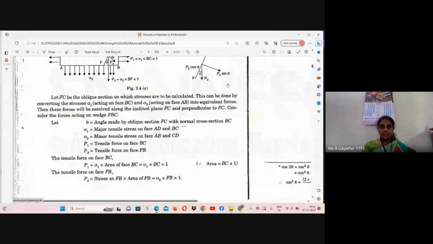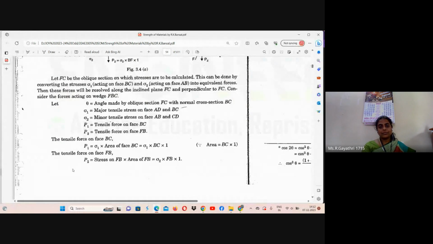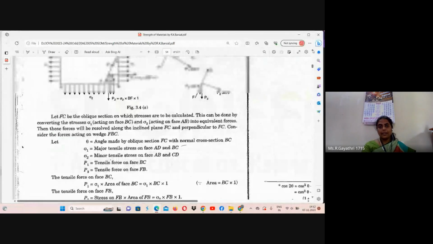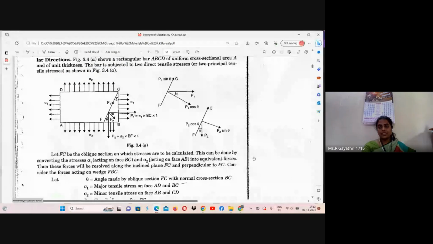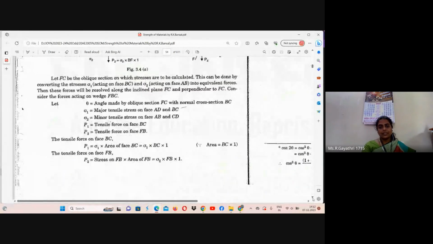Now we understood the components of P1 and P2 based on plane FC. Here FC is an inclined plane, so forces on this inclined plane can be resolved into two, a force component parallel to FC and one perpendicular to FC. Normally we can say P1 is a tensile force, and P2 is also a tensile force. Both are acting away from the surface.